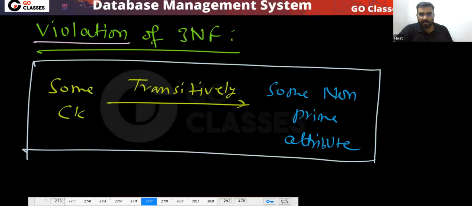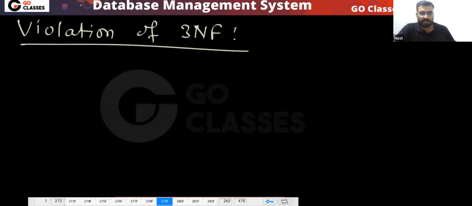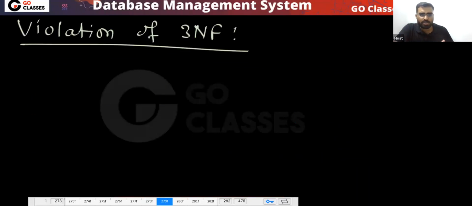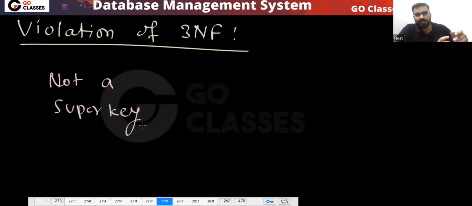Let me tell you when a violation of 3NF will happen. It is actually very easy. You can notice, just tell me, a violation of 3NF will happen when you have this FD, for example, that is not a super key. If something is not a super key, can it be a candidate key? No. So this is the violation.